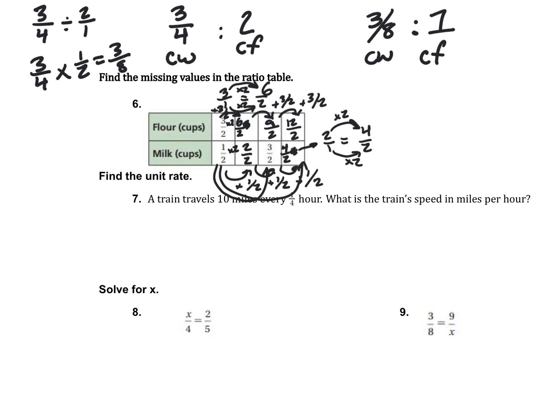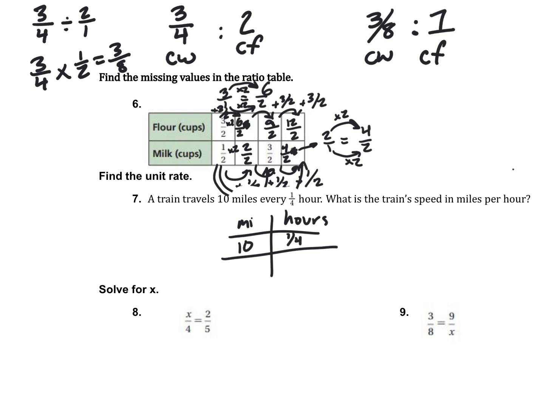Okay. Number 7 says a train travels 10 miles for every quarter hour. What is the train speed in miles per hour? Well, this would be nice to just set up a little ratio table. Miles, hours. My initial one is 10 and 1/4.